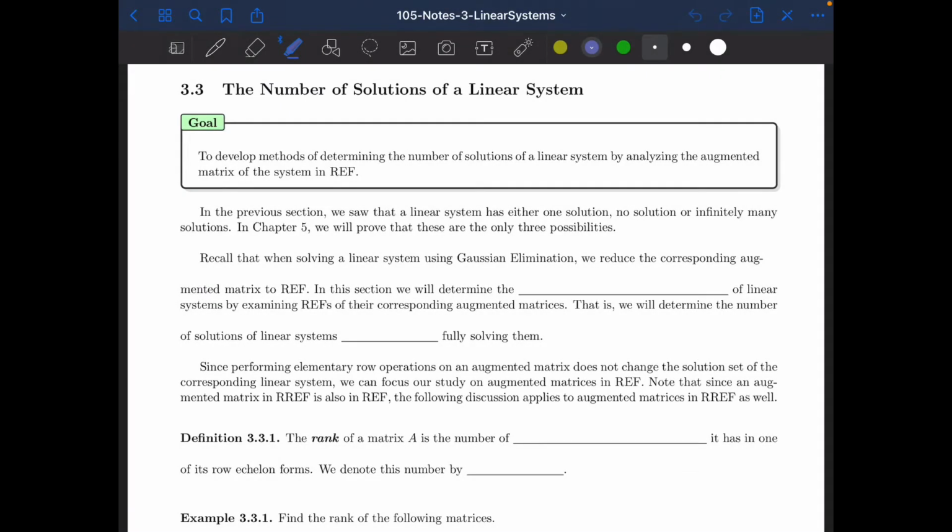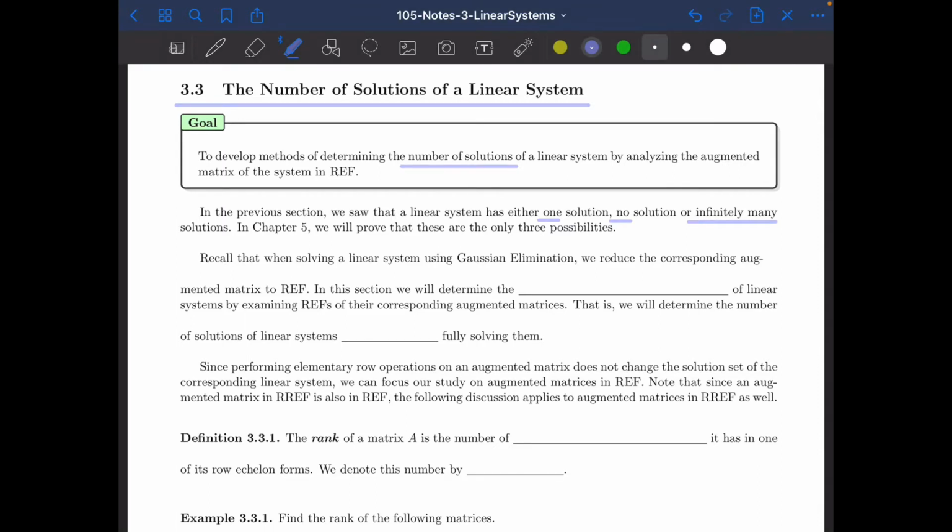In this video, we begin section 3.3, which is on the number of solutions of a linear system. The goal of this section is to develop methods of determining the number of solutions of a linear system by analyzing the augmented matrix of the system in row echelon form. In the previous section, we saw that a linear system has either one solution, no solution, or infinitely many solutions. In chapter 5, we will prove that these are the only three possibilities.